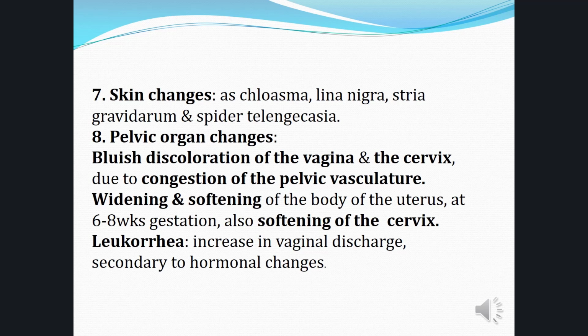Pelvic organ changes. Bluish discoloration of the vagina and the cervix due to congestion of the pelvic vasculature, widening and shortening of the body of the uterus at 6 to 8 weeks of gestation. Also softening of the cervix. Leukorrhea, an increase in the vaginal discharge, secondary to hormonal changes.